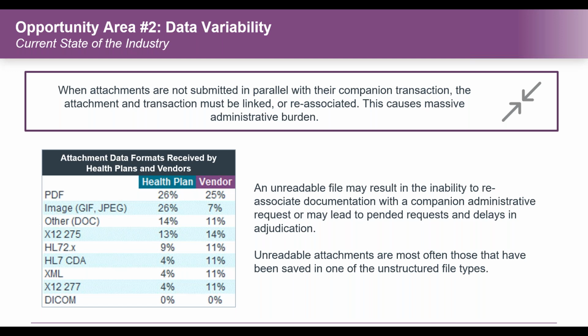Oftentimes, documents may be unreadable by health plans due to poor quality in the printing or faxing of information or errors in OCR technology. So these issues often cause a breakdown in the attachment workflow, and unreadable attachments may result in the inability to reassociate documentation, which then results in pending requests or delays in adjudication. The chart on the screen highlights the various data formats that are processed and received by health plans and vendors, highlighting the variability in the receipt of various file types. So for health plans, PDF and image files make up more than 50% of received data formats, and more than 2/3 of attachments received by health plans are saved in an unstructured file type.